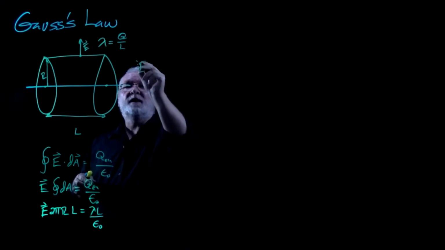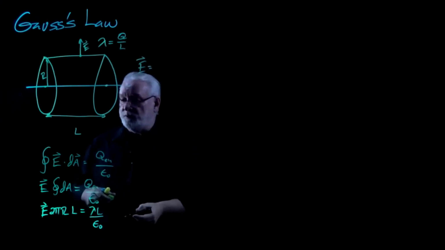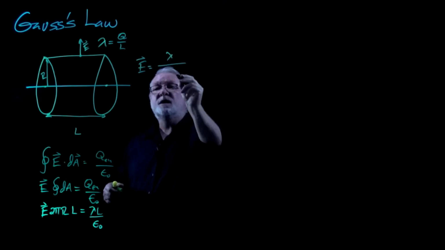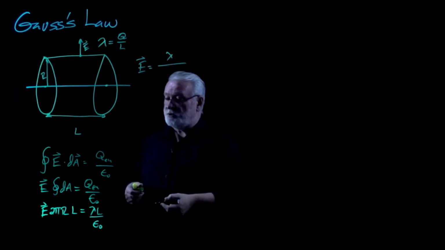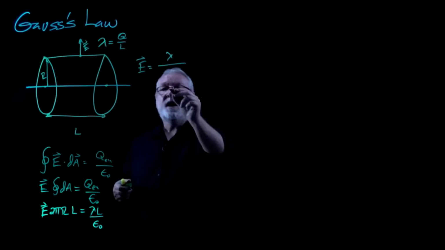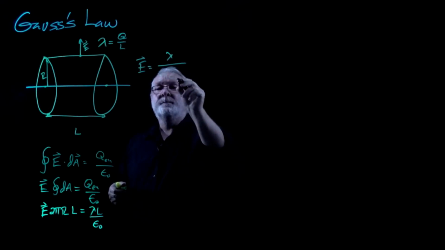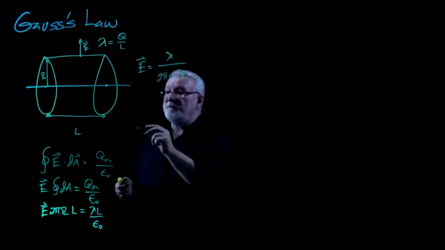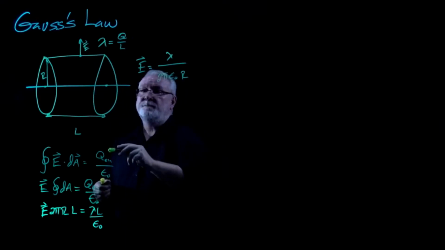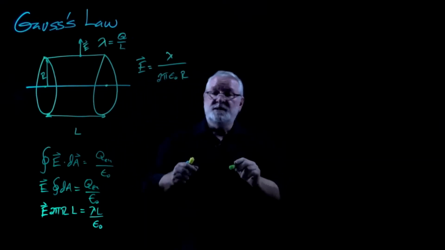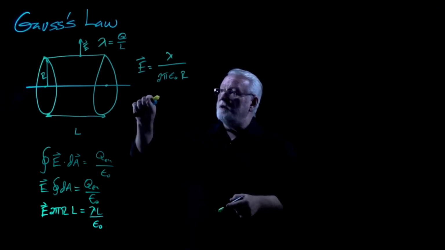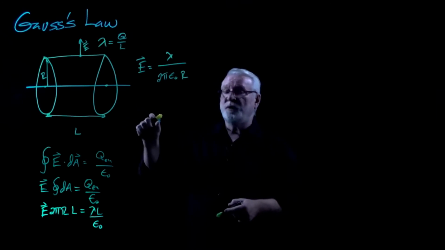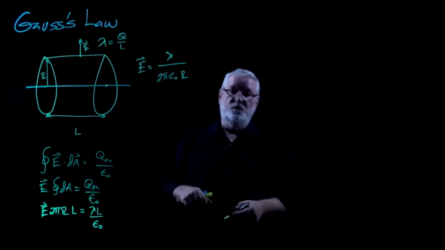So E, the electric field at the surface of the Gaussian cylinder, is equal to lambda, which again represents the charge and the charge distribution, divided by 2 pi E naught times r, the radius. That is how far away we are from the wire. So this is a much easier way to find the electric field than integrating along the length of the line, taking all the little dq's and the geometry of the radius and integrating k dq over r squared.